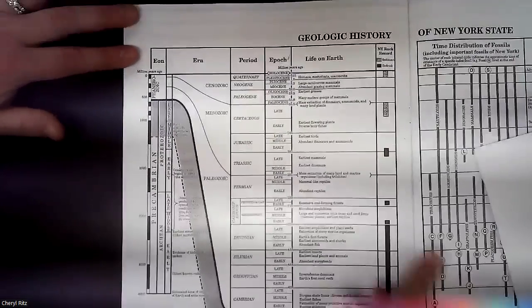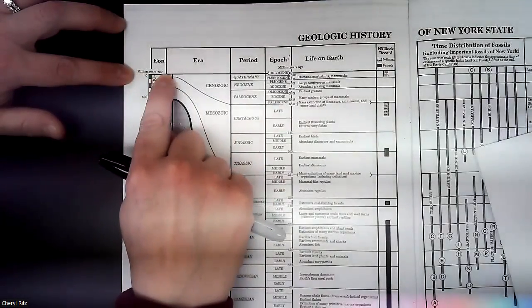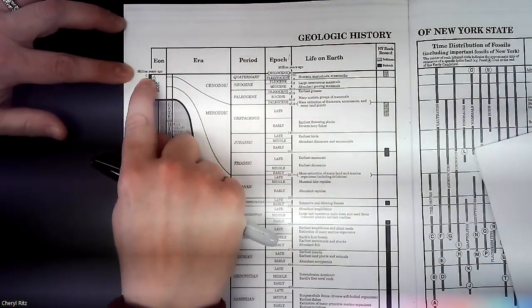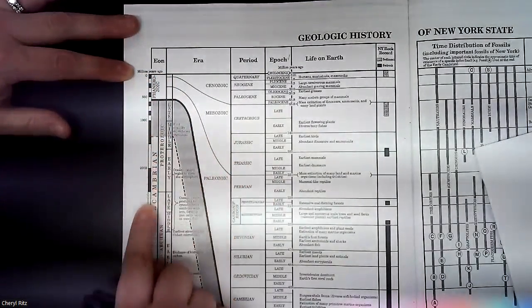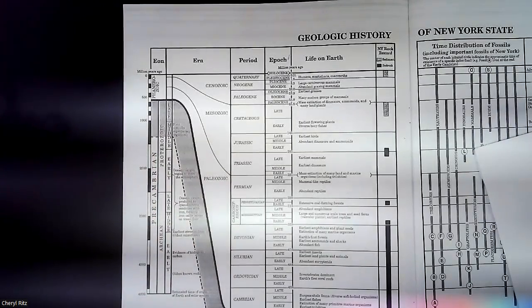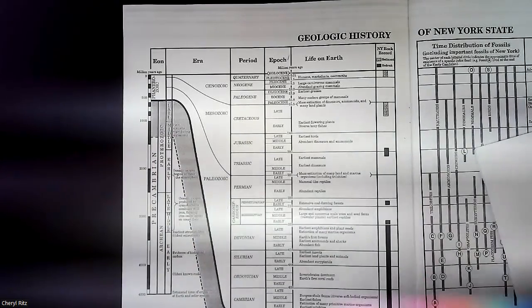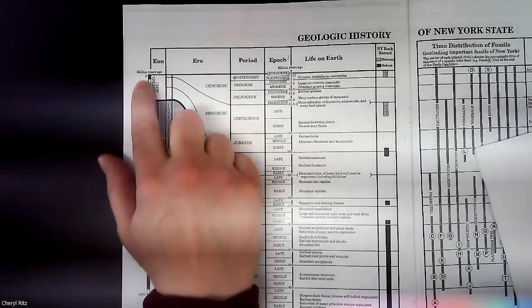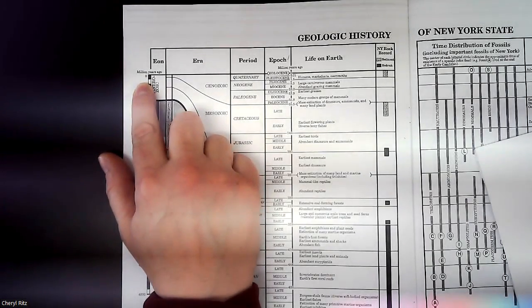But what I'm getting at is right here, it says millions of years ago. And it starts at 0, and as we go down, it goes to 4,600 million years ago. So it's nothing more than a timeline turned vertical instead of horizontal. Now, when is 0 million years ago?